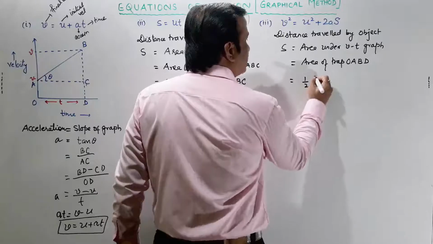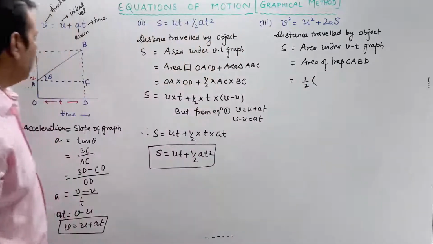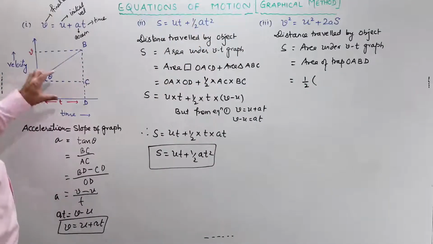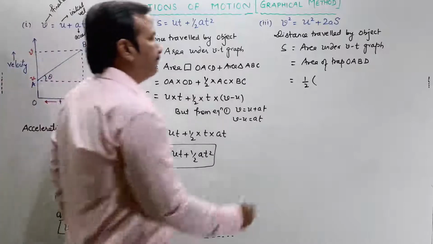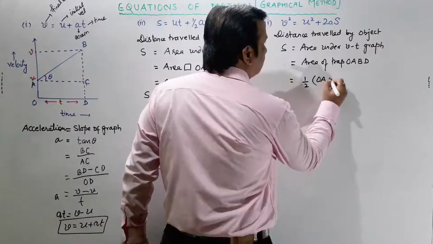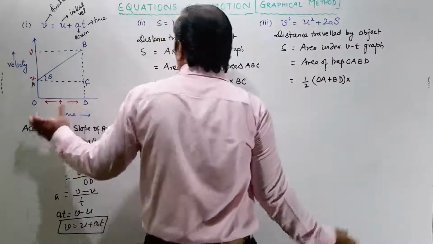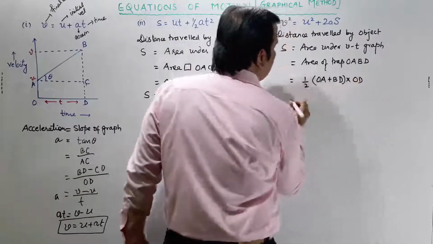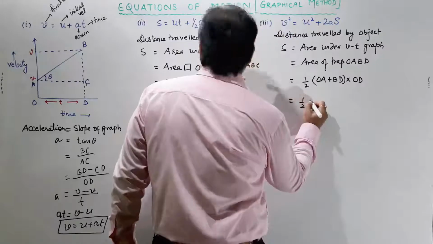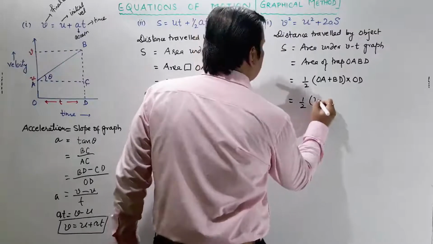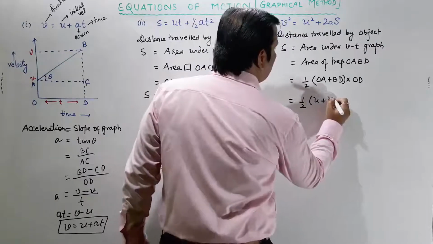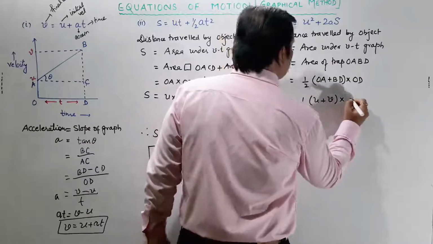Half of the sum of the parallel sides. Which are the parallel sides? OA plus BD, into the separation between the two, that is OD, which is equal to half. OA we can write as u, BD we can write as v, OD we can write as t.